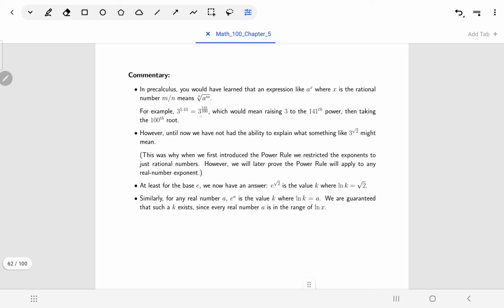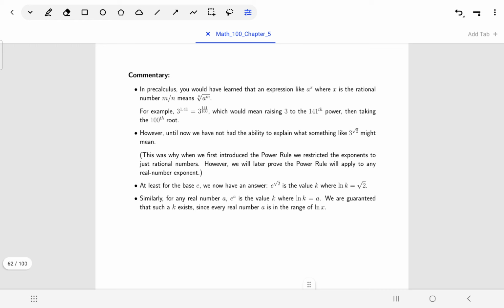So if you said, what does that mean? I'd say you're taking 3, you're taking the 100th root of it, and then raising it to the power of 141. And whatever that is, it's some kind of a number. But if you ask me what 3 to the power of square root of 2 is, that's a harder thing to explain. Like, what does raising things to a power of root 2 even mean? So we really haven't had a good way of explaining that up till now, except now we do.